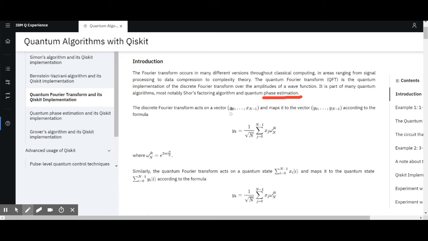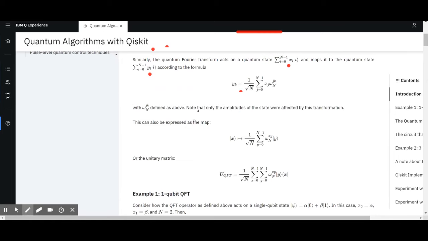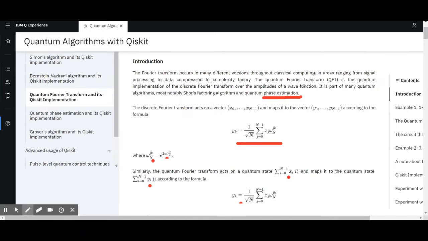The discrete Fourier transform acts on a vector and maps it to another vector according to the mathematical formula. That's a great way to start. Okay, but it seems like it's just a bunch of weights of this form. Similarly, the quantum Fourier transform acts on a quantum state and maps it to another quantum state according to the formula. Isn't there a way to get started with this that is not so technical? I guess what this is telling us is that this is not a new thing. It's just a quantum implementation of the same concept.